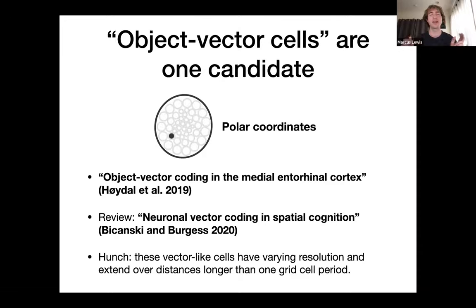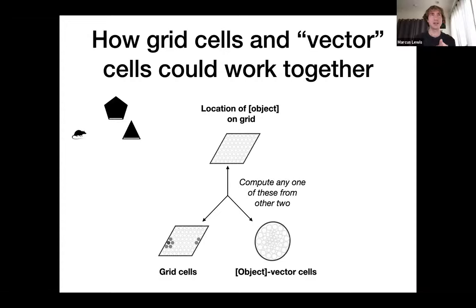these polar coordinates have some definite candidates in empirical data. Object vector cells are a well-known cell type at this point. And there's this whole class of these vector cells that seem promising to me. And so in the model I'm about to sketch, I use object vector cells, but technically this all could work with something else, where you have maybe separate direction and distance populations, or maybe they're combined into these vector cells. And so now, how grid cells and these vector cells can work together.